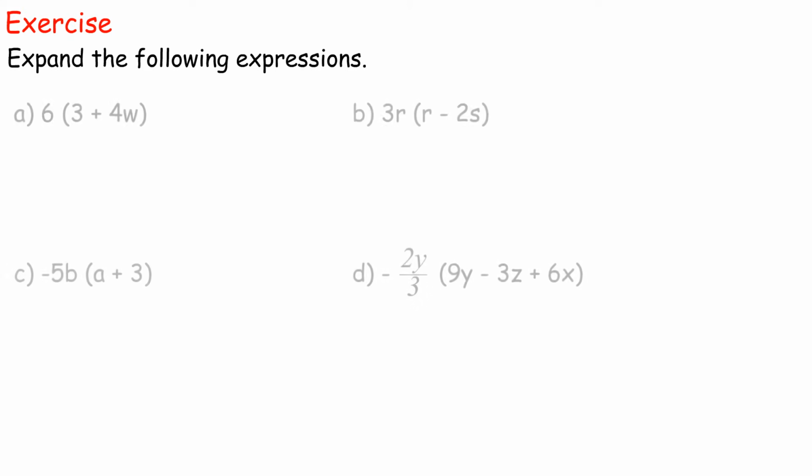Exercise, expand the following expressions. The answer is as follows.